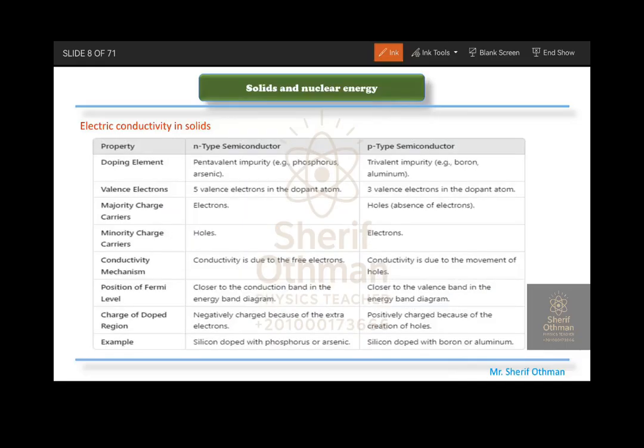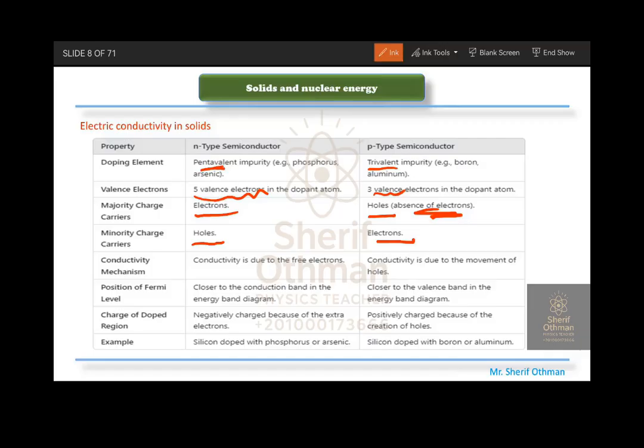Let's differentiate between N-type semiconductor and P-type semiconductor. The doping element is pentavalent in N-type, while in P-type it is trivalent. Valence electrons: 5 in N-type, 3 in P-type. The majority charge carrier in N-type is, of course, electrons; in P-type it is holes, the absence of electrons. The minority charge carriers are holes in N-type and electrons in P-type.